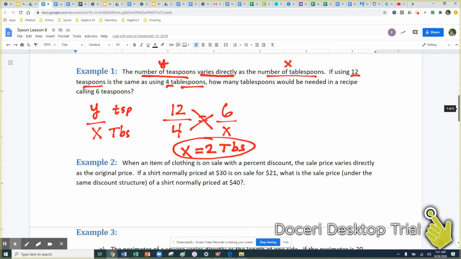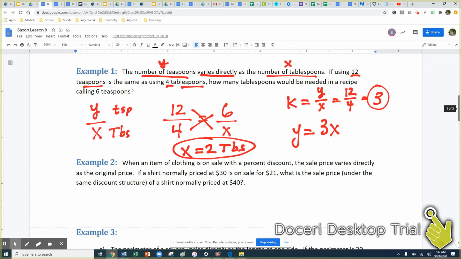We can find the constant. This is like in the apple problem, we're trying to find that unit price, how many per pound. So K is equal to y over x. So K is equal to 12 over 4, which is equal to 3. So our tablespoons y, excuse me, I said that backwards. Our teaspoons y is always going to equal 3 times the number of tablespoons. So that's another formula that we could use to figure out the number of tablespoons.